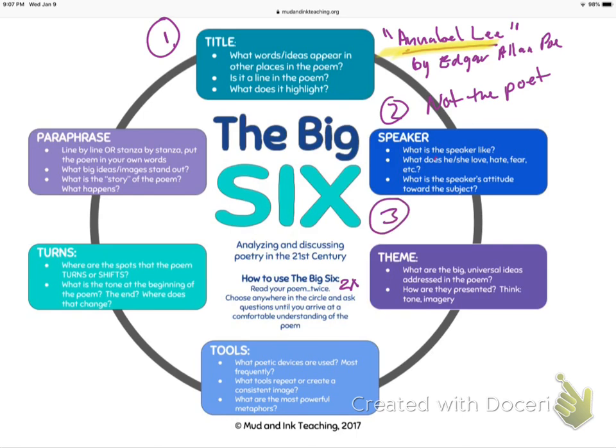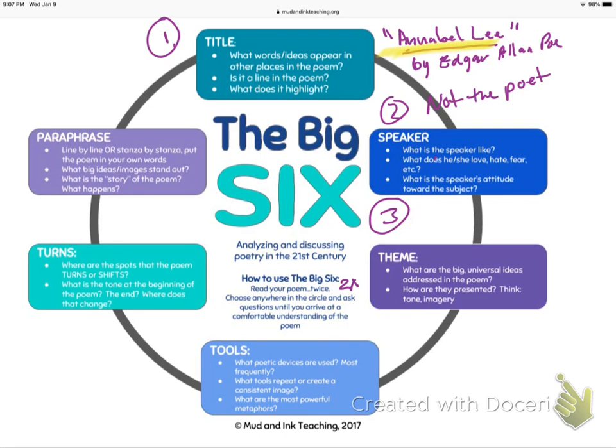Theme. We know theme is the message. What are the big universal ideas addressed in the poem? So when you're talking about theme, the theme is usually stated in one sentence: love conquers all, don't judge a book by its cover. We have the same type of themes in poetry like we have in prose. How are they presented? Think tone, imagery.